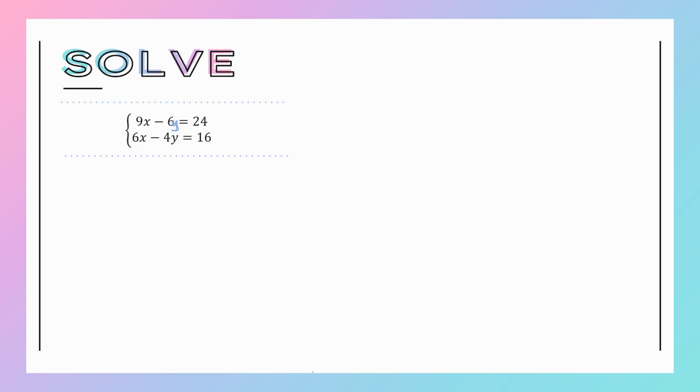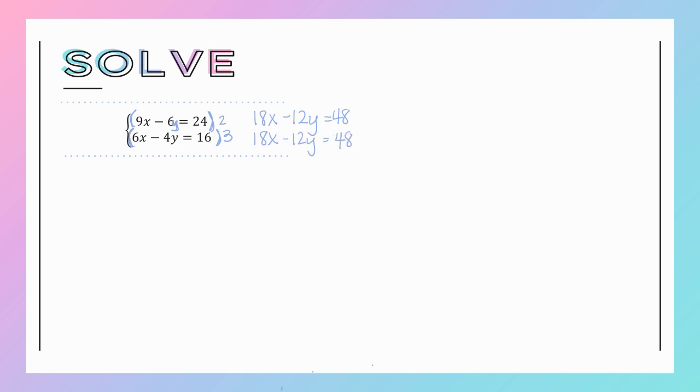If I wanted my x's or my y's to eliminate, I could multiply both equations by something to make those the same. I've done a lot of solving for x today, so I think I'm going to try to get the y's the same. So I'm going to multiply this top equation by 2 and this bottom equation by 3. And watch what happens. When I multiply the top equation by 2, I get 18x minus 12y equals 48. When I multiply the bottom equation by 3, I get 18x minus 12y equals 48.